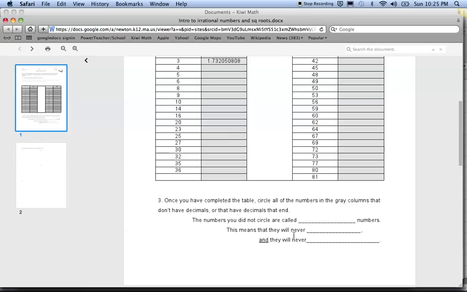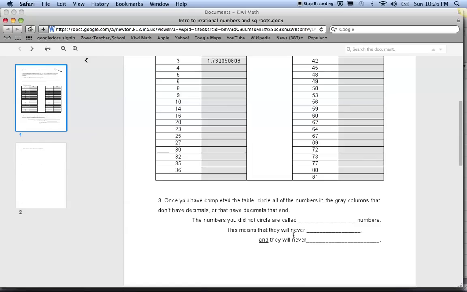It never ends, and there's no pattern. These are irrational numbers. Square roots of non-perfect squares, like 3, 5, 6, 8, 10, not like numbers 1, 4, and 9. Square root of those are nice, simple, easy numbers, 1, 2, and 3.